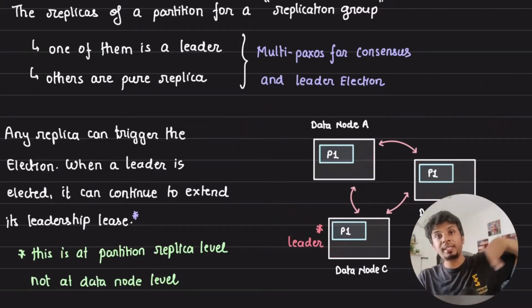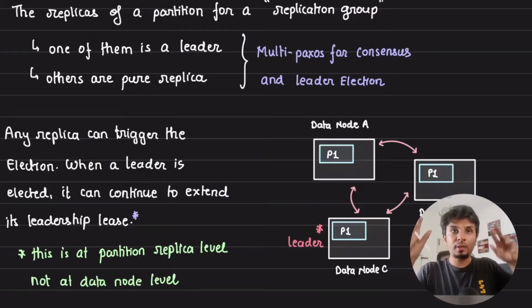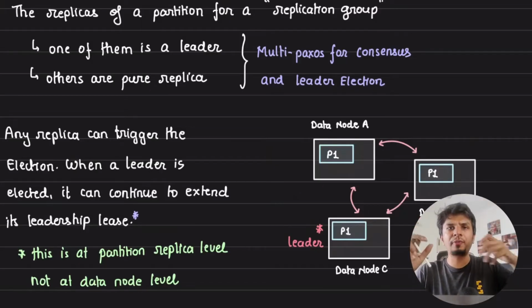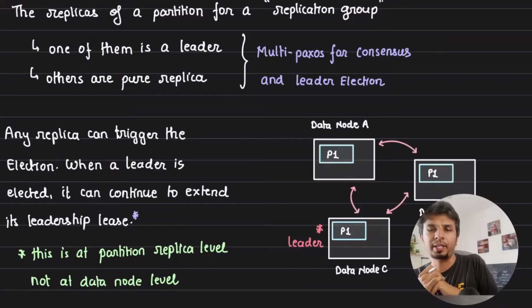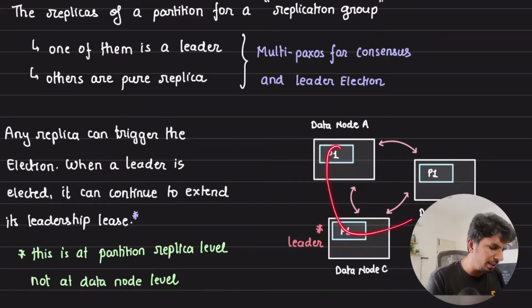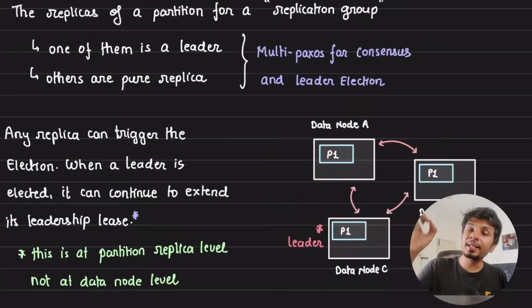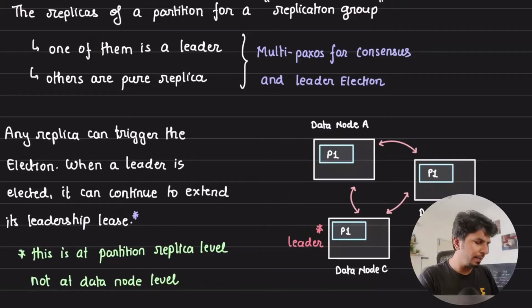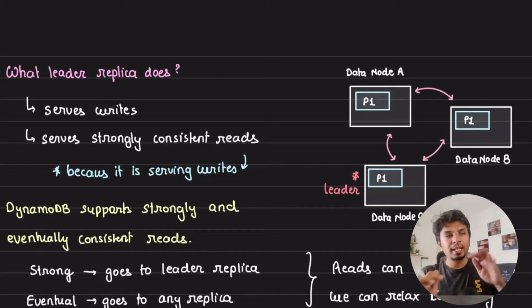So every single one of them is part of a Paxos group or a Raft group. So they use multi-Paxos for that. But the thing is that they form leader election. This is not node level. This is at partition level, so a subset of data, it is at that level. Okay. So now, given that we have a leader, what's the job of the leader?